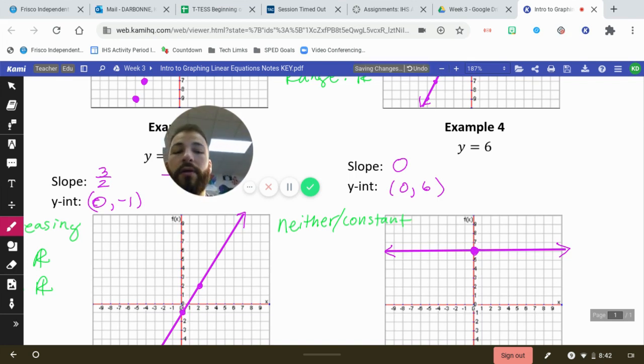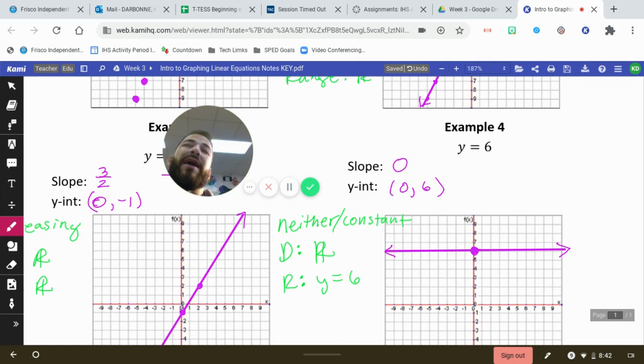Then my domain, still all real numbers. My range this time, I'm not going up and down forever. I only have one value in my range, and it would just be 6. So I only have that one value for the range.